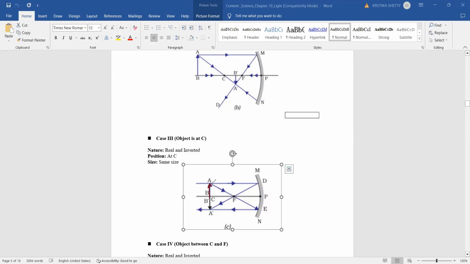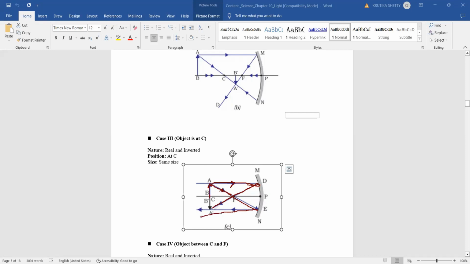Okay. So which light rays are you taking? You look at the incident ray direction, the arrow mark. So this is one which is parallel to the principal axis. One more is there which is passing through the focus. According to the law, the ray which is parallel to the principal axis, after reflection, passes through the focus. The ray which is passing through the focus goes parallel to the principal axis.